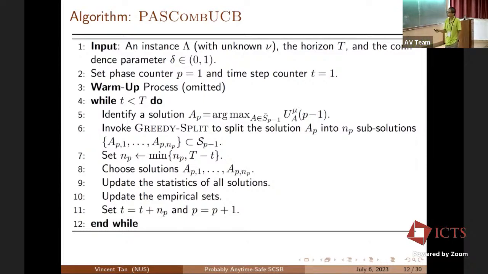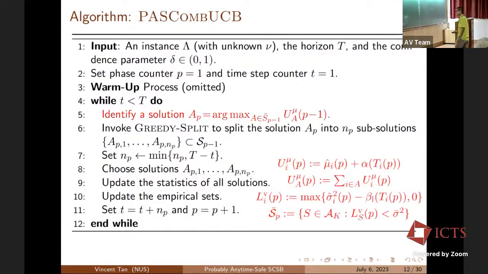We will adopt this optimism in the face of uncertainty principle in line 5 here. In line 5, we are going to identify, but not pull yet, a solution that maximizes the upper confidence bound on the mean of this potential solution A. Here U stands for upper confidence bound on the mean, but we don't maximize over all possible subsets A. We maximize this over only those subsets that are possibly feasible or possibly safe. How do we define possibly safe? The lower confidence bound on the variance should be smaller than the permissible threshold. That is the first step: identify, just identify.